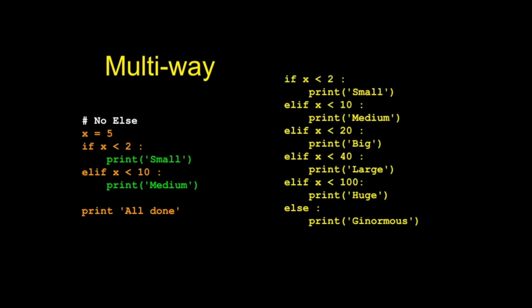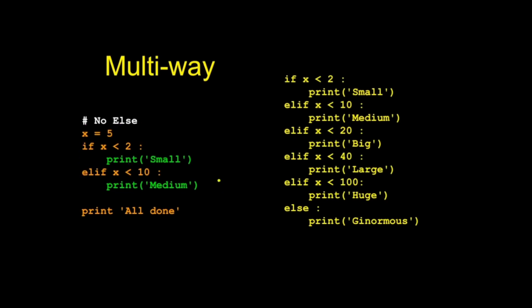And so there's a couple of variations on this multi-way. You can have no else, as in this case. And this just means that it might not run any of them. In this case, x is 5, so it's not less than 2, but then it runs this one. But if x was 50, for example, then this would be false, then it would skip, and this would still be false, and it would skip, and neither of these two would run. So if you don't have an else, you're not guaranteed that one of them is going to run, because else is like the catch-all. If the other ones are all false, then the else is the one that runs.